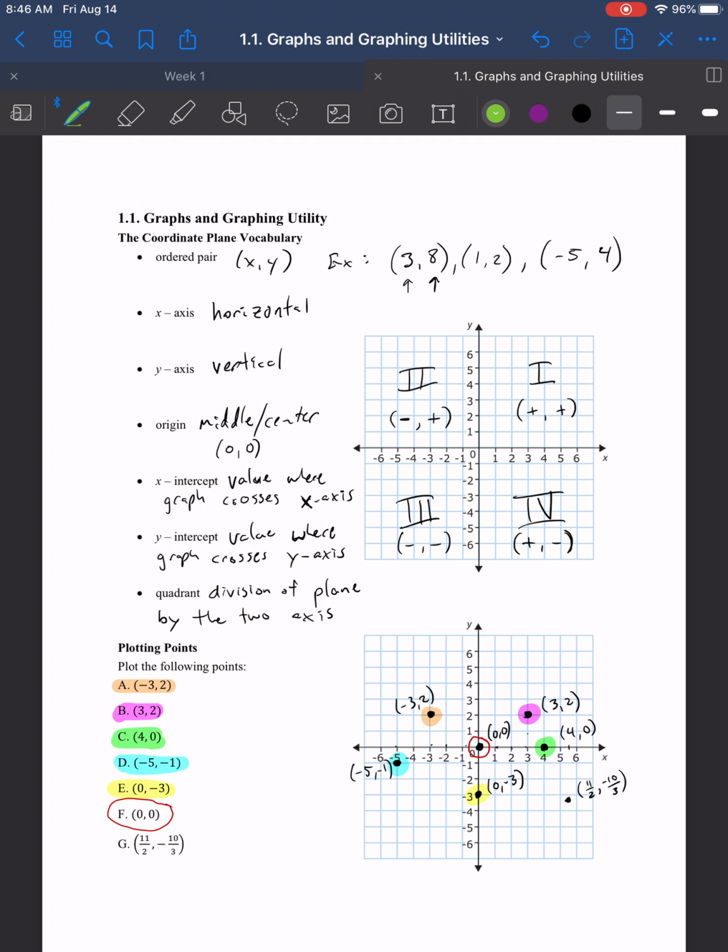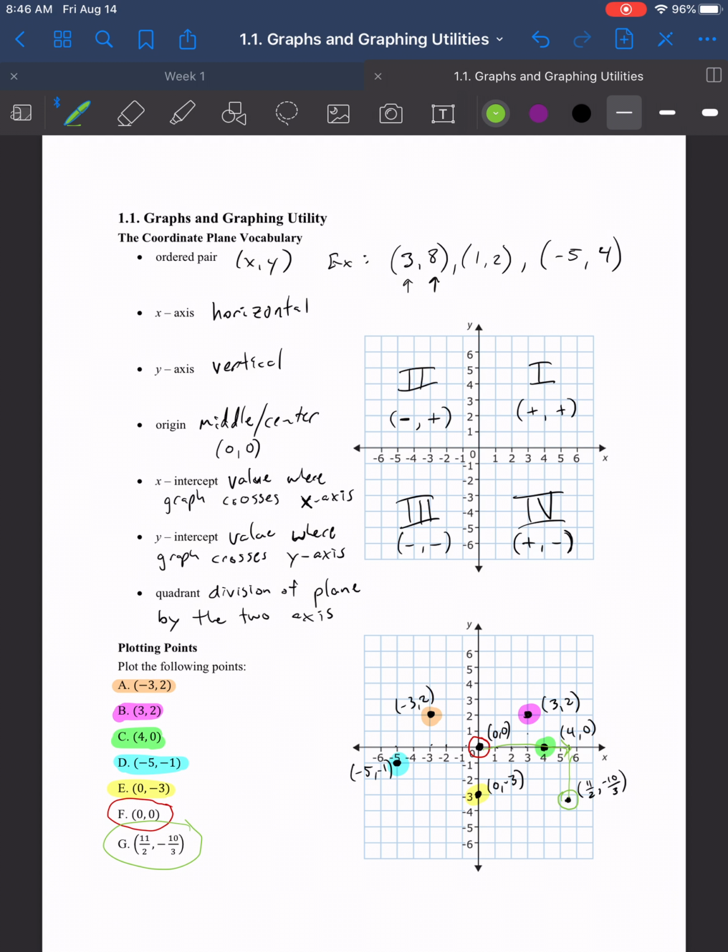You'd go out 11/2, which is 5.5. So we come out to this 5.5 right here on the x direction, and then go down -10/3. So that's 3 1/3. So -3 1/3. So 1, 2, 3, and about 1/3, and that puts us right there. And that's this one right there.